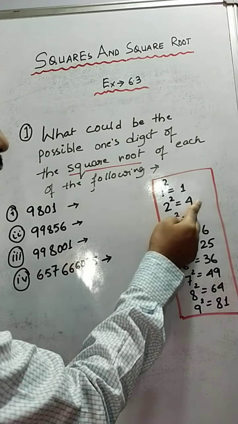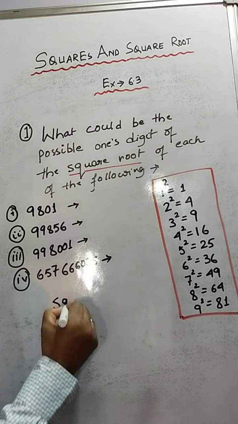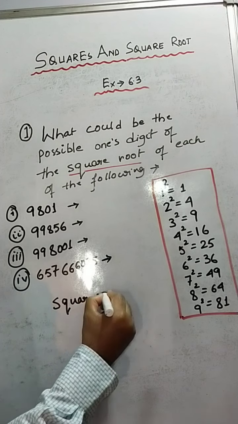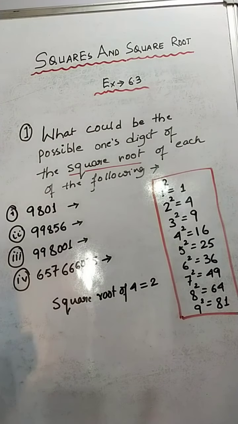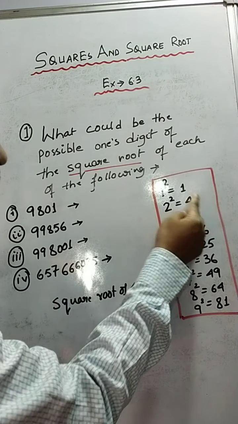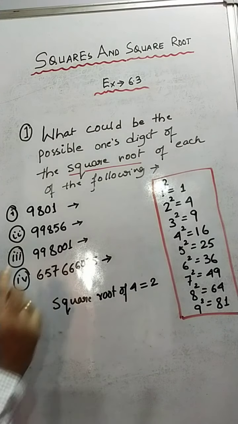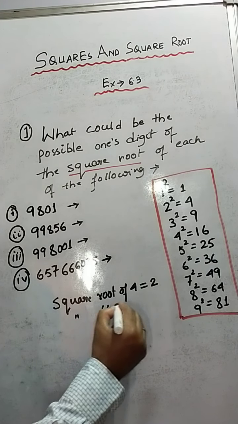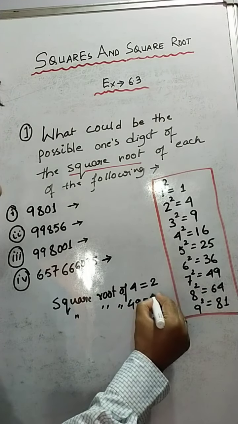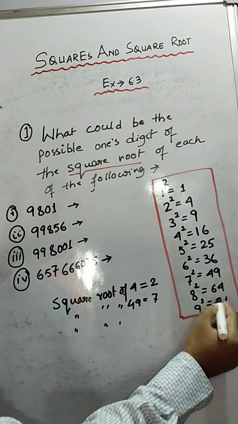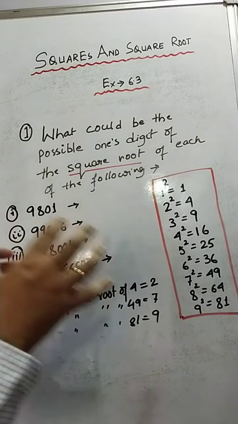Now we'll learn one more new thing: if the square of 2 is 4, or we are saying 4 is a square of 2, then we can also say that the square root of 4 is 2. The same thing. And the square root of 49 is what? 7. If I say square root of 81, what would be the answer? 9. So this is the logic that we have to use.